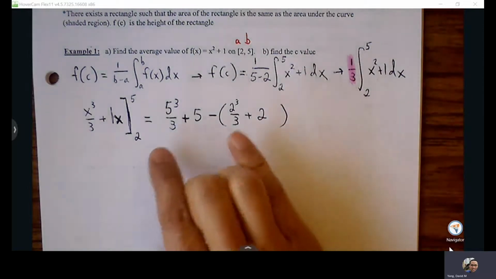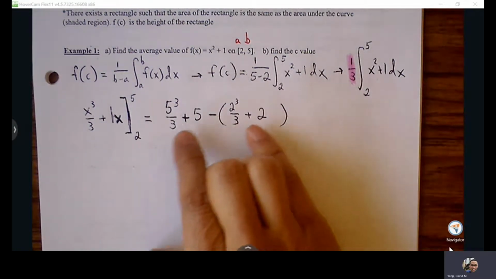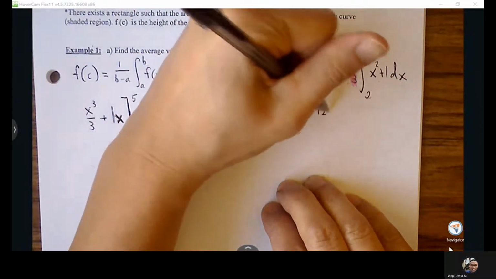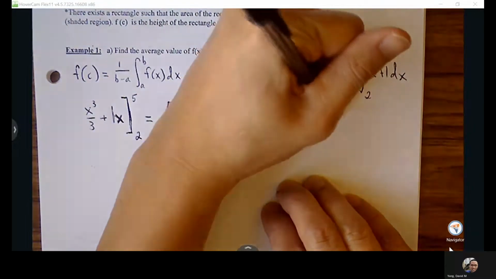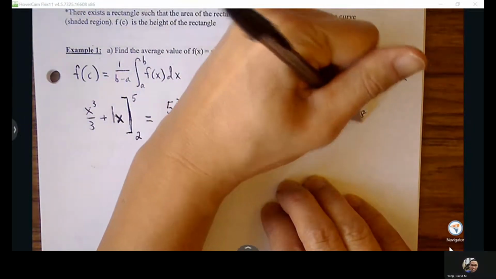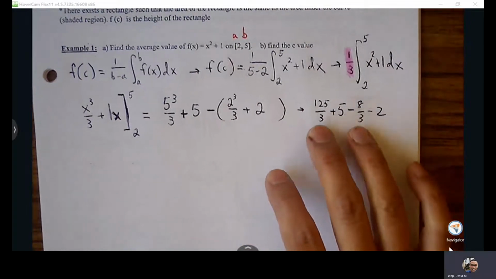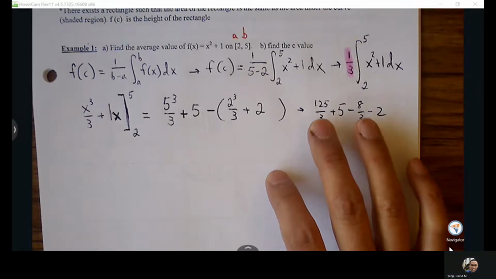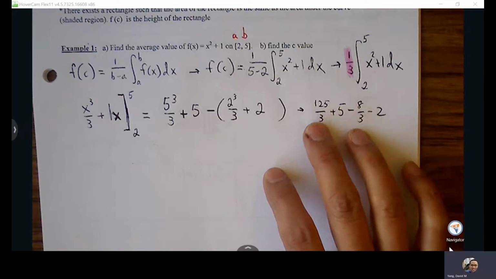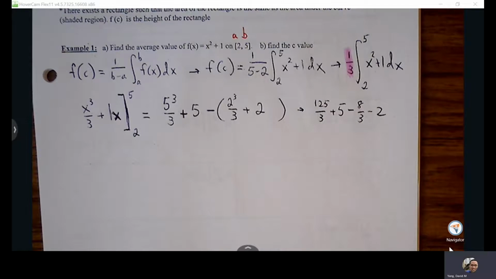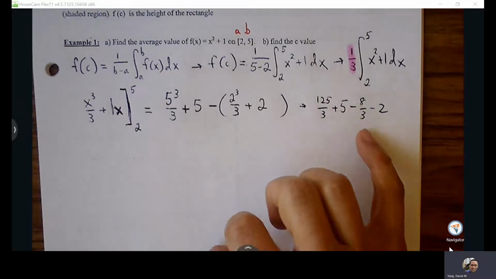Okay, so when we clean all this up, this is going to represent the area portion of the formula here. So we're trying to do some cleanup here. 125 over 3 plus 5 minus 8/3 minus 2. Combine these fractions here, I get 117 over 3 plus 3. Find common denominators, and that will get us down to 126 over 3.